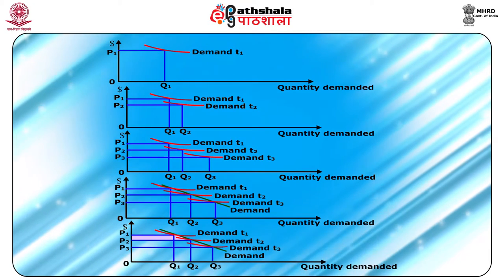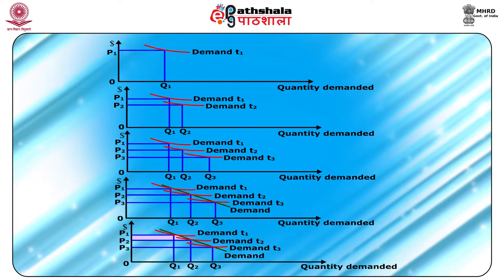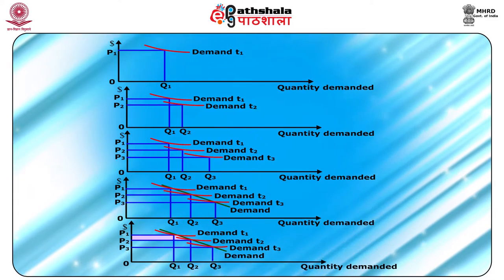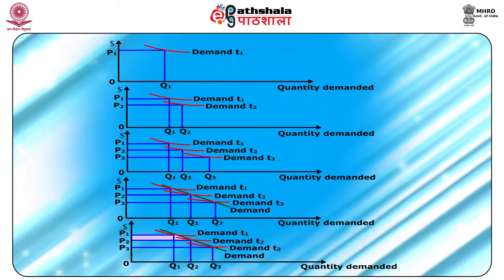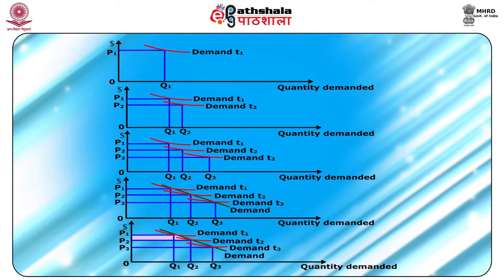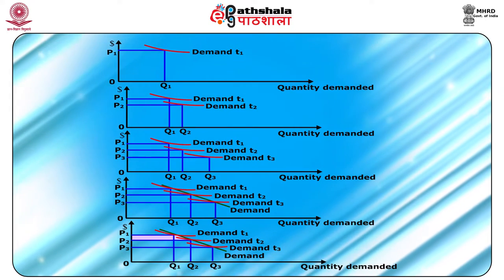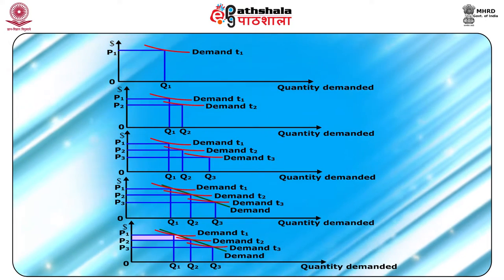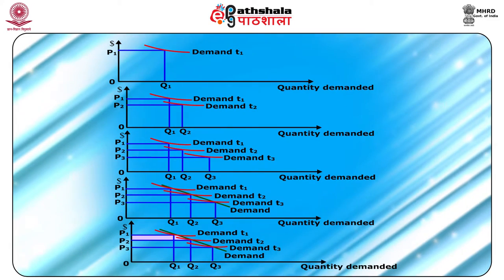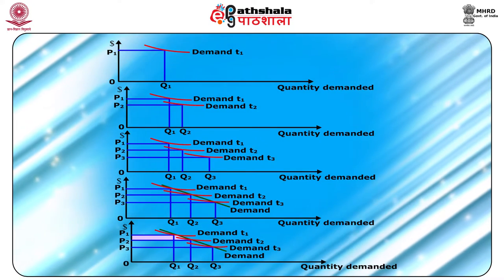Hence, if we were to plot all these points, that is the combinations of price and quantity, then we would get another demand curve which is given as the black line, which intersects the shorter demand curves given in red, that is demand curves T1, T2 and T3. Therefore the actual prices which would prevail in the market would be P1, P2 and P3, and correspondingly the quantity demanded would be Q1, Q2 and Q3.